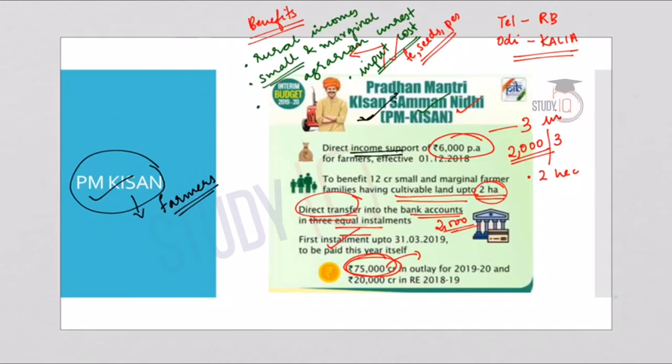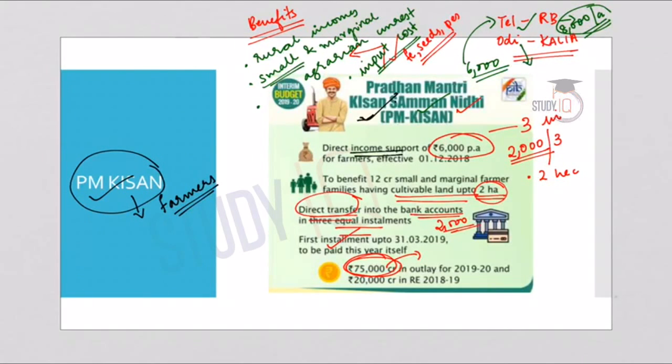If we look into Telangana government's Raitu Bandhu scheme, the government provides 8,000 rupees per annum to the farmers. Now under the Pradhan Mantri Kisan Samman Nidhi, it is only 6,000. So the Telangana government offers more financial support.